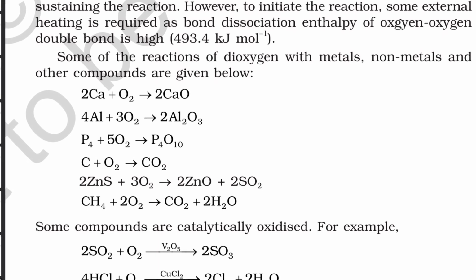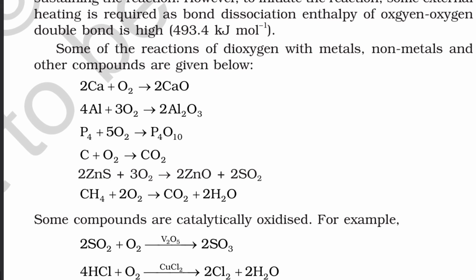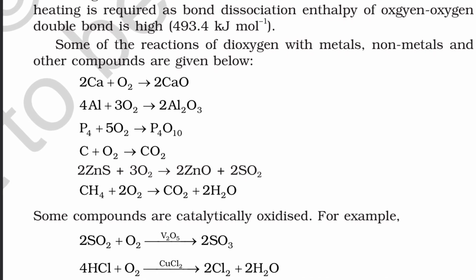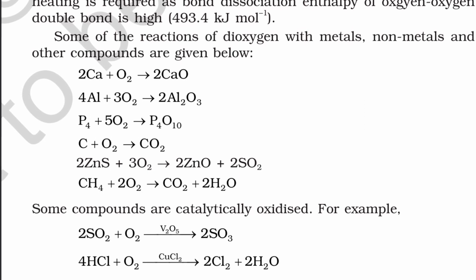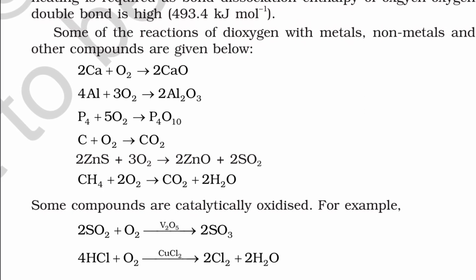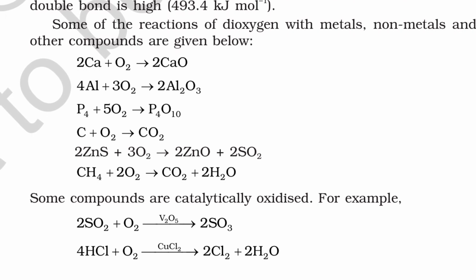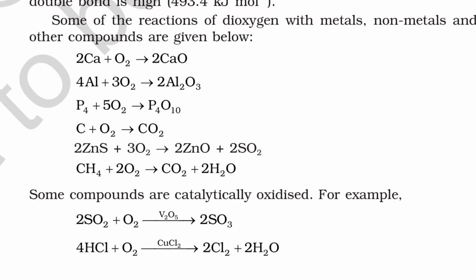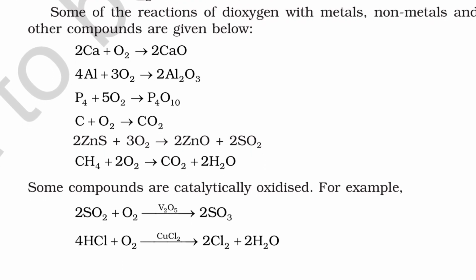Some of the reactions of dioxygen with metals and non-metals and other compounds are given below. Calcium gives calcium oxide, aluminium gives Al2O3, P4 gives P4O10, C gives CO2, ZnS gives ZnO and SO2, CH4 gives CO2 and water. Some compounds are catalytically oxidized. For example, 2SO2 plus O2 gives rise to 2SO3. The catalyst is V2O5. 4HCl plus O2, with CuCl2 as the catalyst, changes to Cl2 and water.